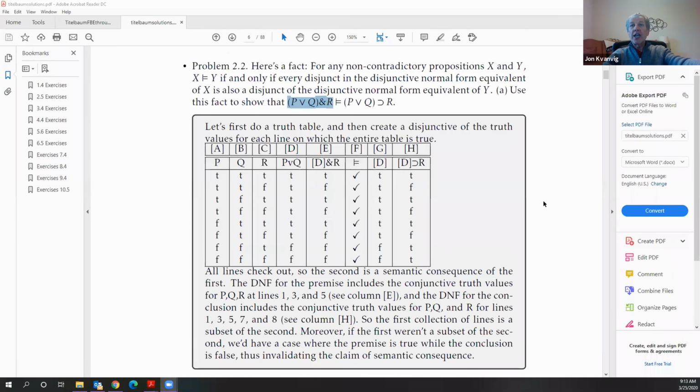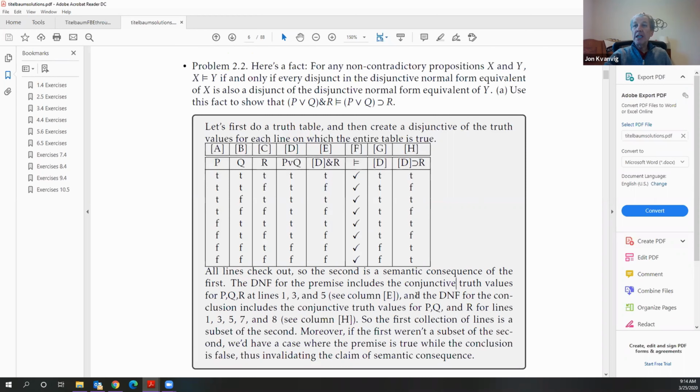So all the lines check out. There aren't any counterexamples arising from the claim. In some cases, because, for example, if you have a false premise, you aren't going to get a counterexample to the claim. The disjunctive normal form for the premise includes the conjunctive truth values for P, Q, and R at lines 1, 3, and 5.